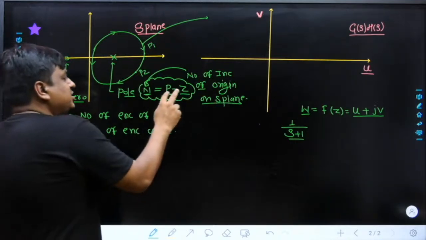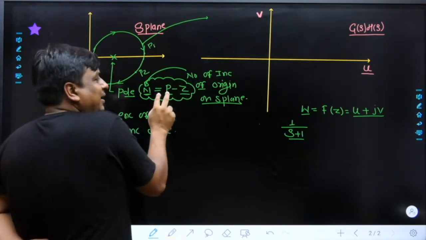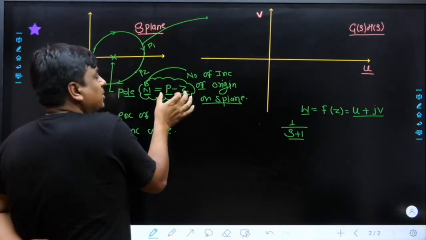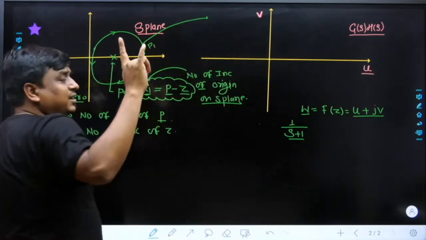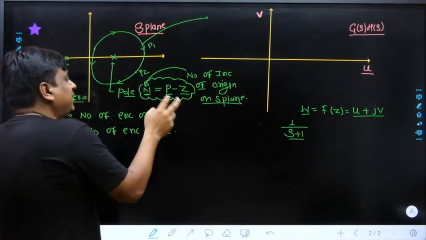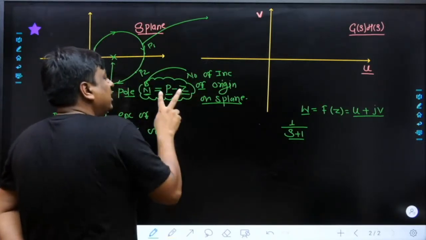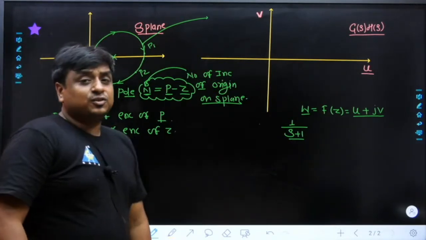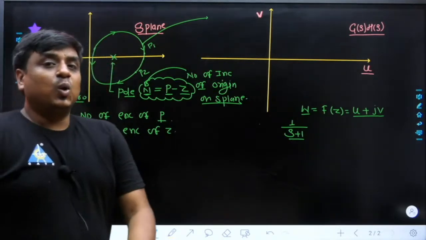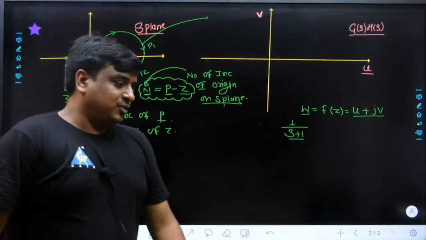Like if Z is deficient over P, let's take Z as 2 and P as 3. In that case, 3 minus 2 is simply going to be 1. In that case, the origin of the G(s)H(s) plane is going to get encircled once. Similarly, if there is no zero at all, and we have 2 poles, in that case 2 is subtracted with 0. At the end of the day, the number N we get is going to be 2. What does that mean? That means the encirclement of the origin is going to take place twice.